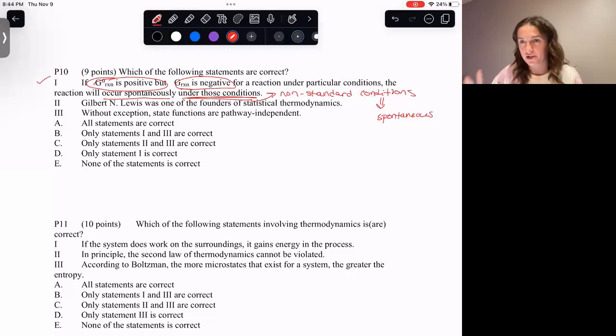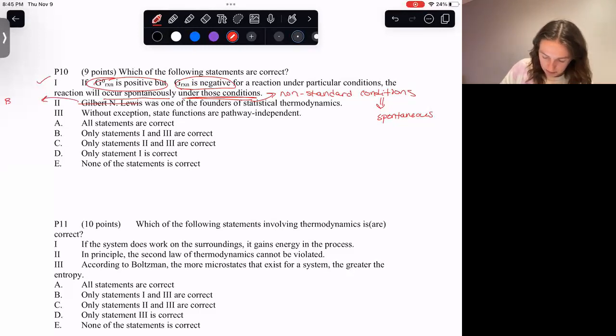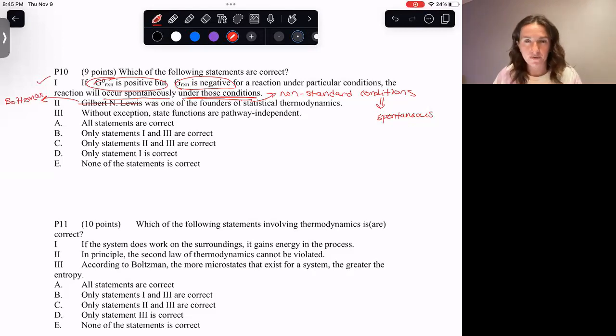So you can change this statement in two ways in order to make it true. You can get rid of Lewis, and this is actually going to be Boltzmann, who was one of the founders of thermodynamics. Or you could keep Gilbert the same, and he was one of the founders of covalent bonds and electron theory stuff. Okay, so this one is not true.